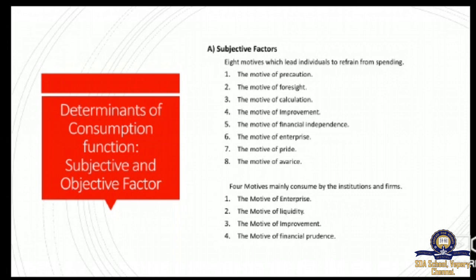Financial prudence means the money used for depreciation and to repay the debt of the company, the business, the industry or the factory. So the factory's debts, whatever they bought, for those debts they are paying money. So this comes under the motive of financial prudence.